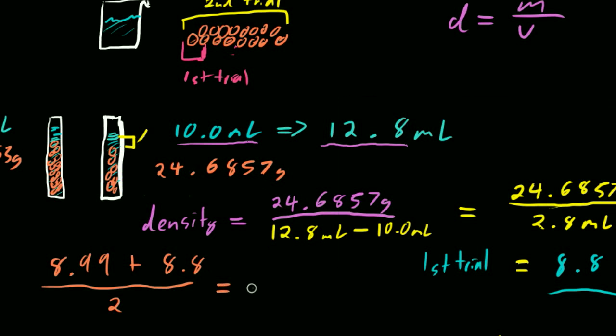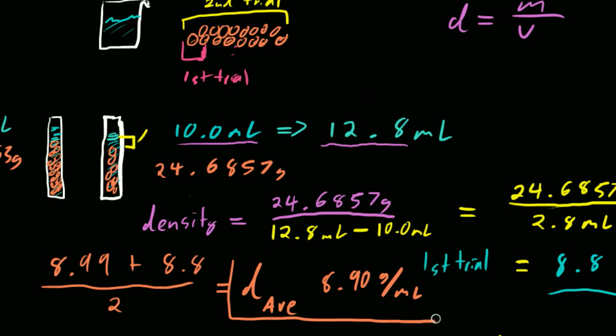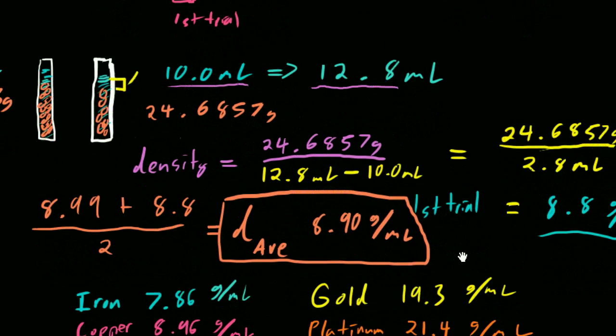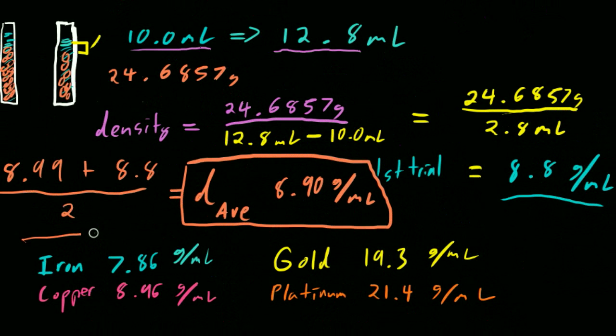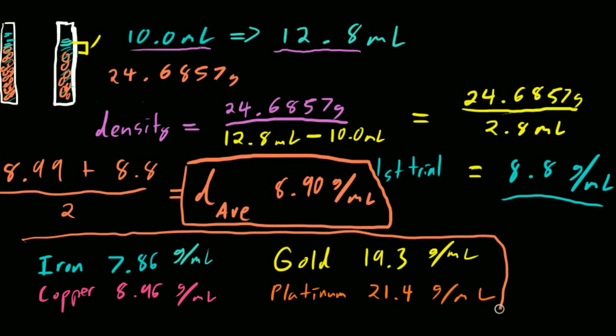So density average is going to be 8.90 grams per milliliter. That's what we've figured out in this experiment. And let's see if that's close to anything on our table that we had at the beginning, our table of different densities for different metals. And we can see that it kind of is, right? It's at least approximately what the density would be for copper, right?